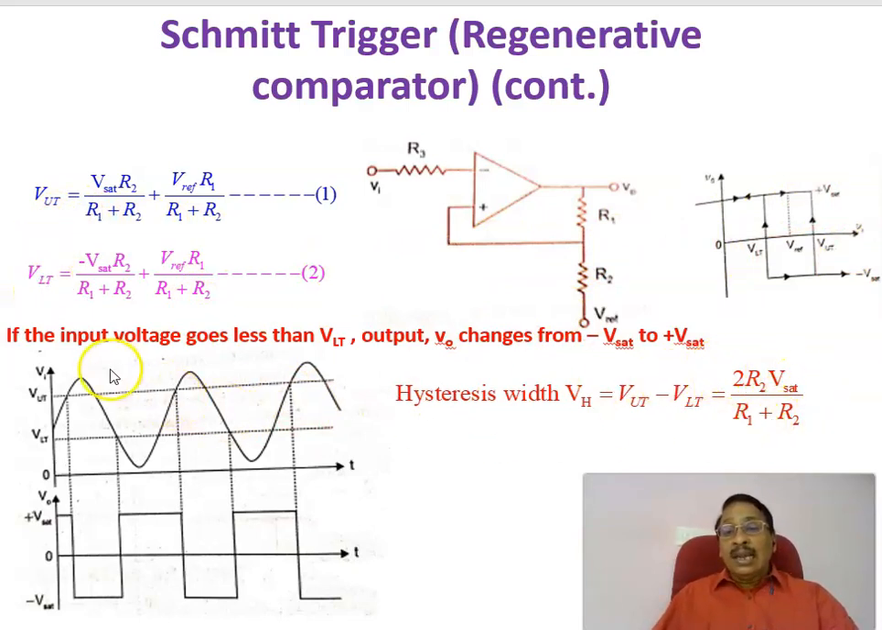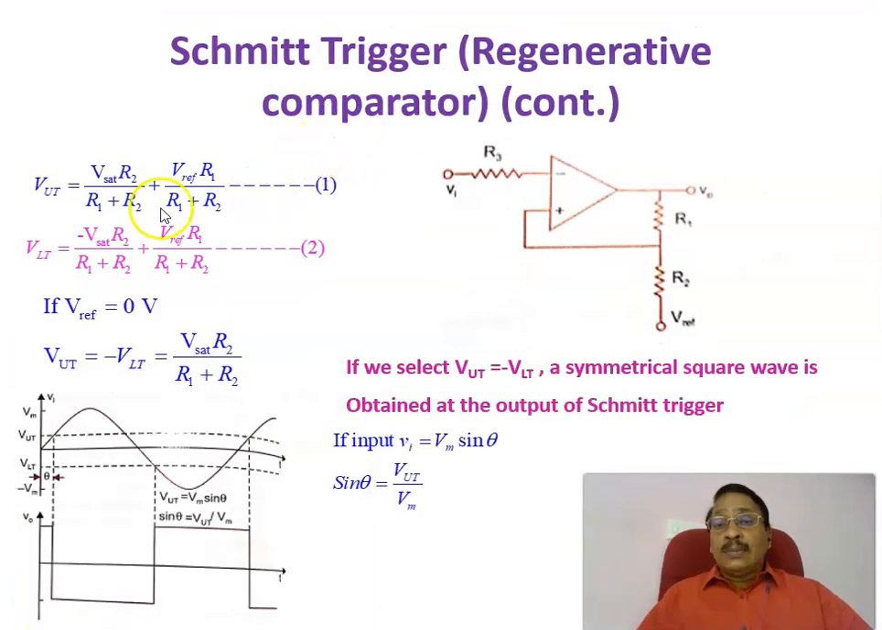If the input voltage goes less than the lower threshold voltage, the output voltage changes from minus Vsat to plus Vsat, as already explained. Again, the change to minus Vsat happens when the input voltage goes more than the upper threshold voltage. Therefore, this is the output voltage, and the hysteresis voltage is this one. This is a Schmitt trigger, which is widely used and is obtained using an op-amp circuit.